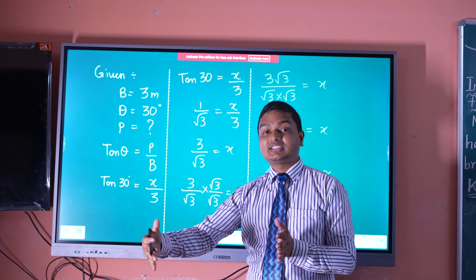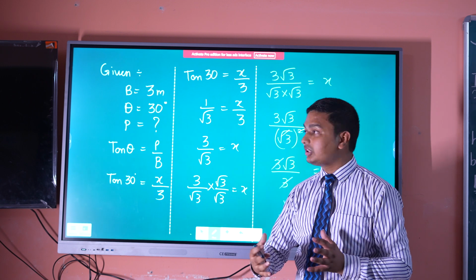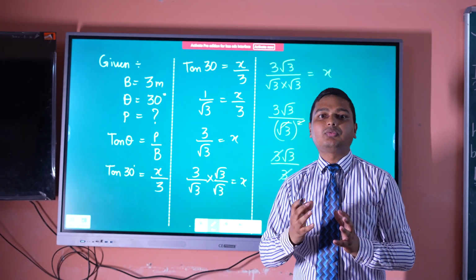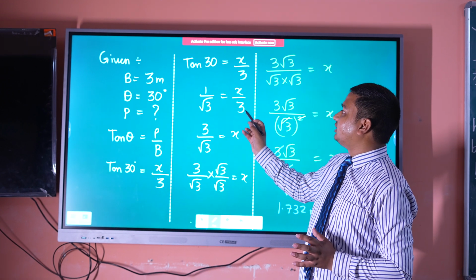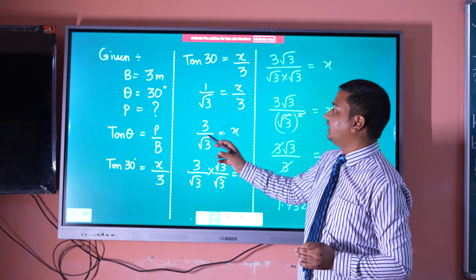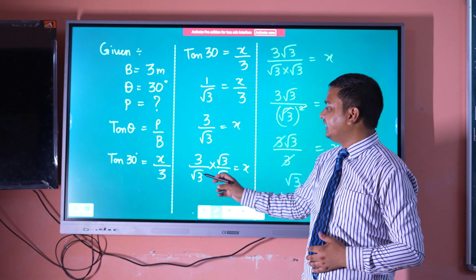Now how does tan 30 degree come? Standard formulas are already there. Tan 30 degree is 1 by root 3, and x, which I don't know, divided by 3. If I do the cross multiplication, 3 will go here, so 3 divided by root 3 is equal to x.